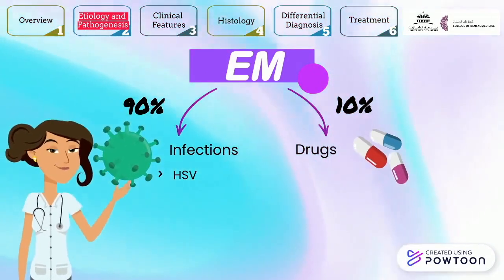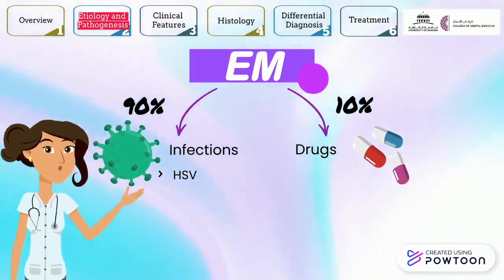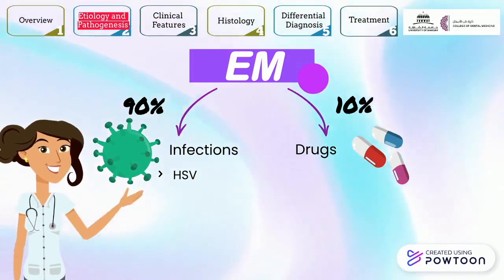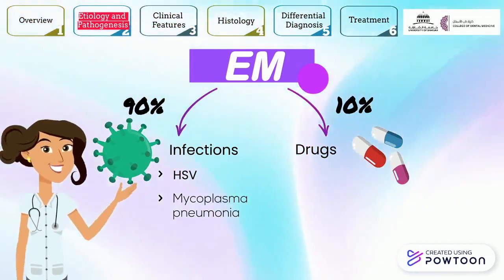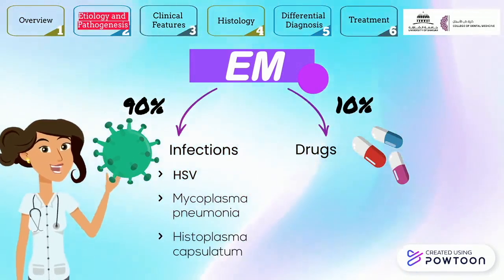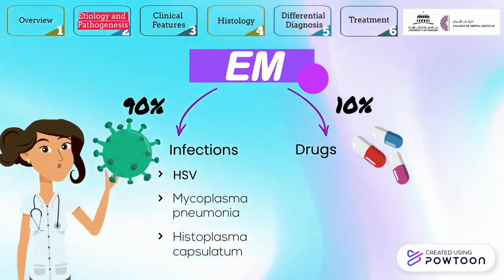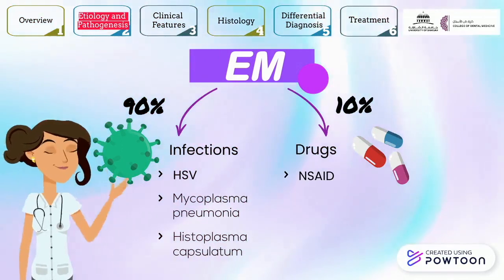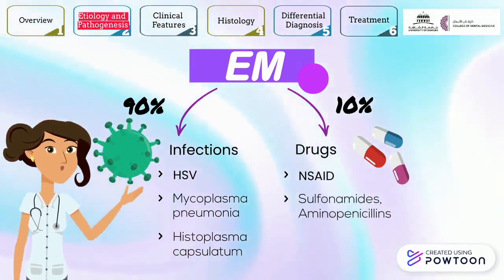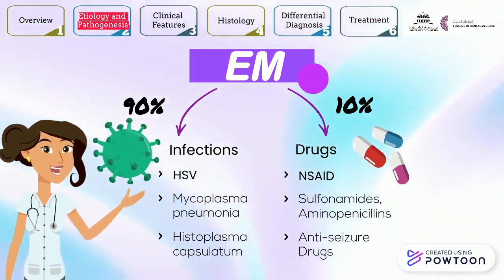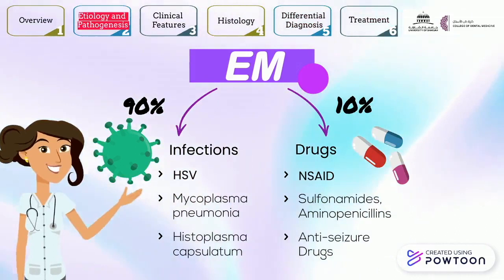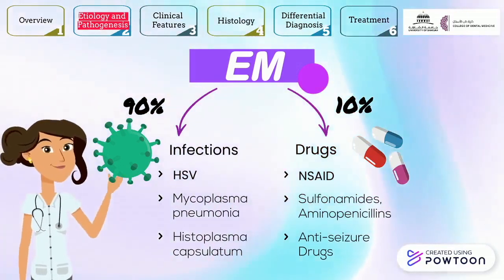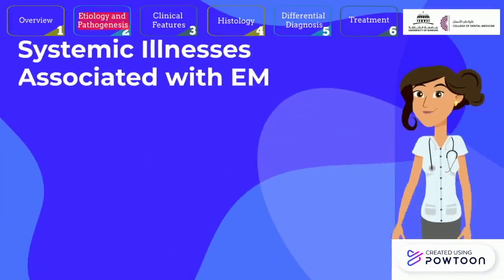Infections that cause EM include viruses such as herpes simplex virus. It causes cold sores as well as genital herpes, bacteria such as Mycoplasma pneumonia, fungi such as Histoplasma capsulatum, which causes histoplasmosis. Drugs that cause EM include NSAIDs, antibiotics such as sulfonamides and aminopenicillins, anti-seizure drugs such as barbiturates. It is also worth mentioning that some researches suggest a genetic predisposition.